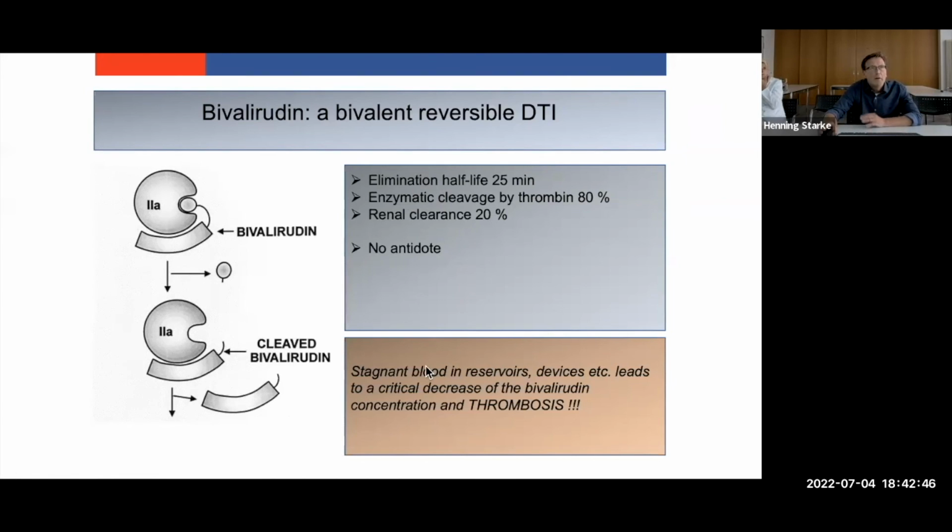In every area where you have stagnant blood and bivalirudin concentrations are not maintained by constant infusion, they will critically decrease, and this will lead to thrombosis.